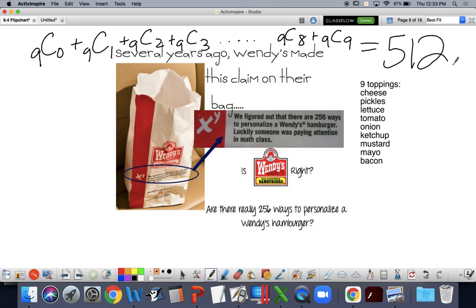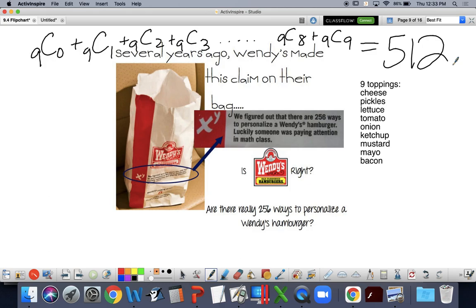The real answer was 512. And it didn't take long for somebody to bring this to Wendy's attention. You have miscalculated the number of ways. And they said, well, too bad, we have 10 million bags printed. It is what it is. How many people had to look at that and figure it out and prove it? It was a math class that did it, and they wrote letters to Wendy's.